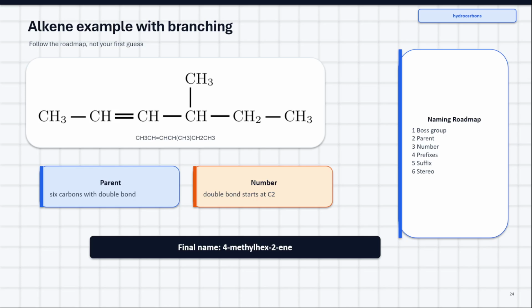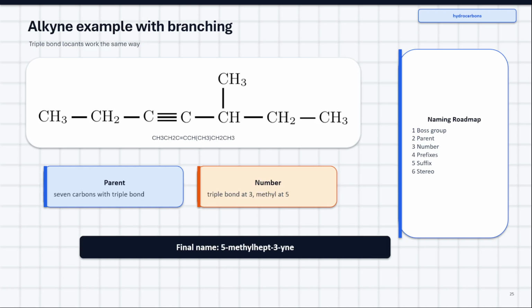Now number the chain so the double bond gets the lower locant. From the left, the double bond starts at carbon 2. From the other direction, it would start later. So we keep this numbering. The methyl branch is on carbon 4. Put it together: methyl at 4, 6 carbon parent, double bond at 2. The final name is 4-methylhex-2-ene.